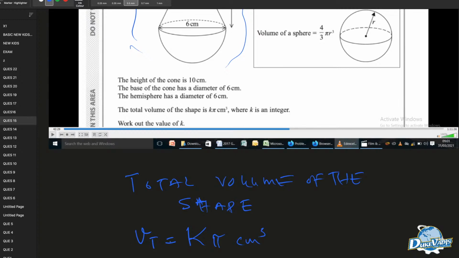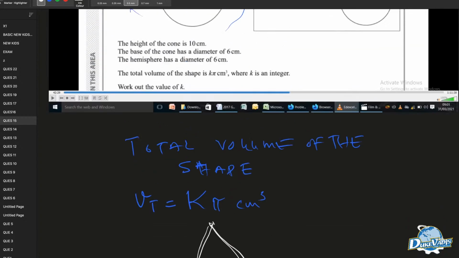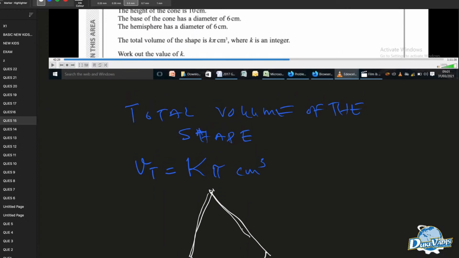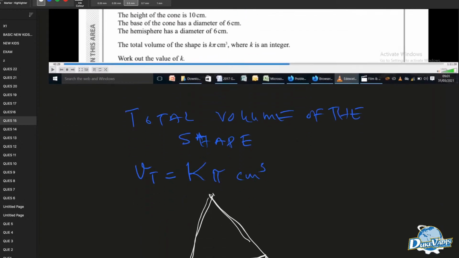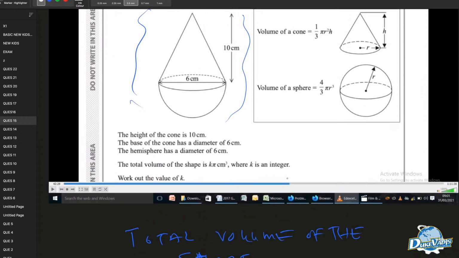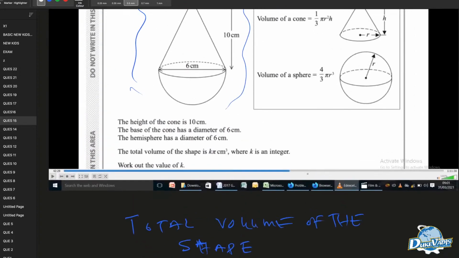Alright, let us try and draw the object in a rough sense. The object given to us is a cone, a cone sitting on a sphere, like that, with a diameter of 6, and it's got a height of 10 centimeters.